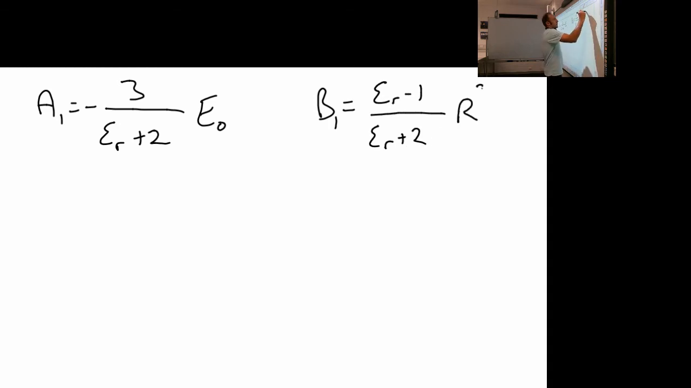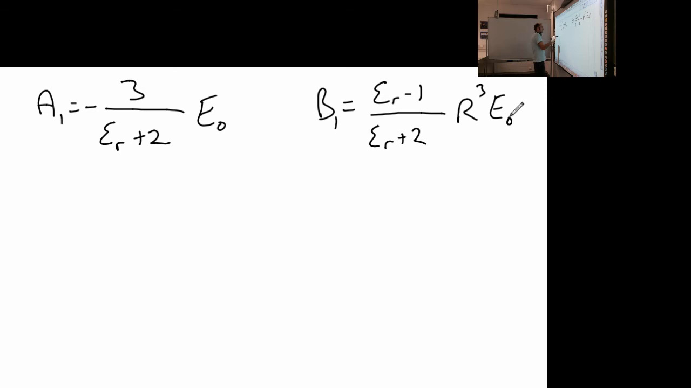So what you would obtain for A1 is equal to 3 minus 3 divided by epsilon_r plus 2 by the electric field. And B1 would be equal to (epsilon_r minus 1) over (epsilon_r plus 2) by R cubed E0.